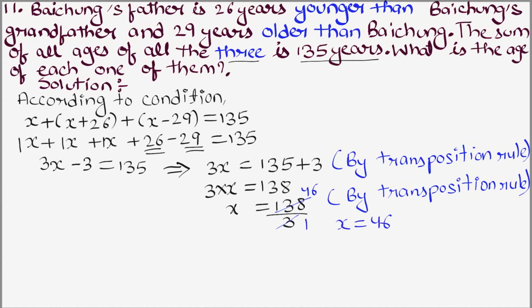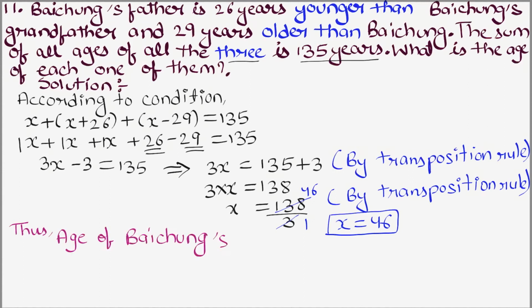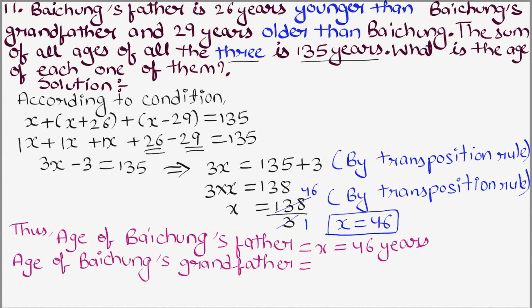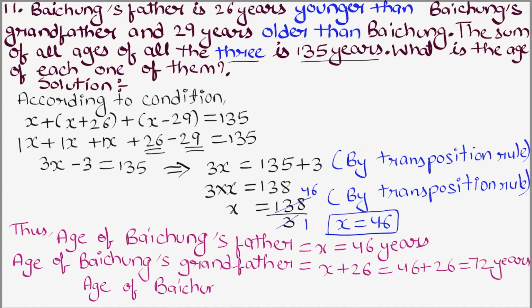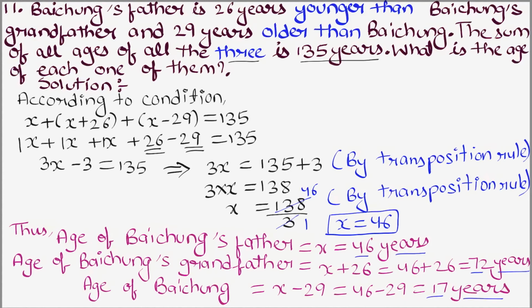That is the age of Bachung's father as 46 years. Thus the age of Bachung's father X is equal to 46 years, and the age of Bachung's grandfather, which is nothing but X plus 26, is equal to 46 plus 26, which is equal to 72 years, and age of Bachung is equal to X minus 29, which is nothing but 46 minus 29, therefore the age of Bachung is 17 years.